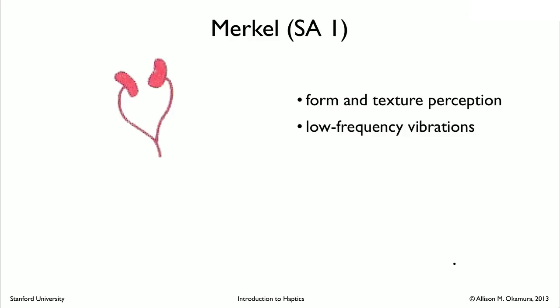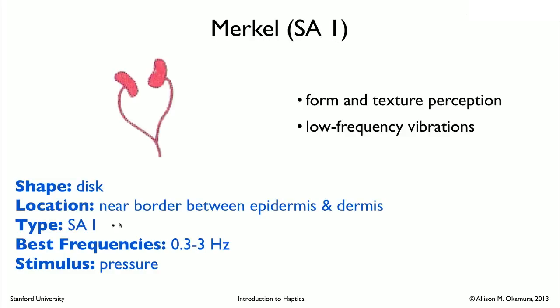This is used for form and texture perception and low-frequency vibrations. It's an SA1, so it's slowly adapting and it's near the surface of the skin. It's sort of shaped like a disc. It's near the border between the epidermis and dermis. And it responds to frequencies in a range that's fairly slow. So slowly changing stimuli can be sensed by these Merkel receptors.